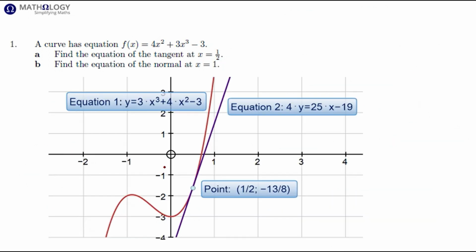We can illustrate the equation of the tangent at the point a half, minus 13 over 8. We can sketch both the equation of the tangent and the curve f of x. This is not required, by the way. This is just for illustrative purposes, so that you can see what's happening with a particular problem.